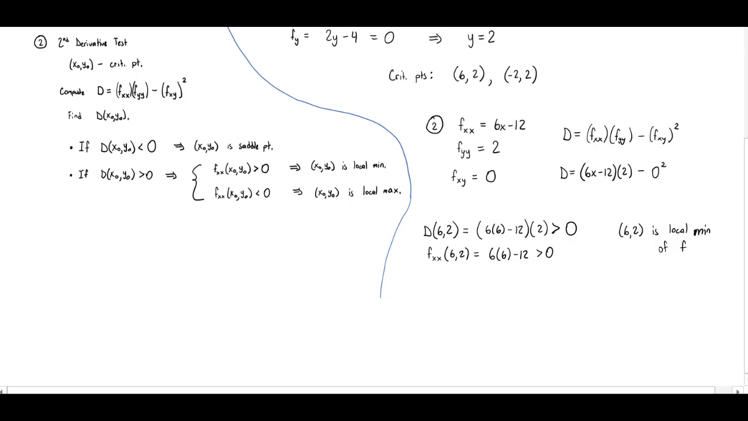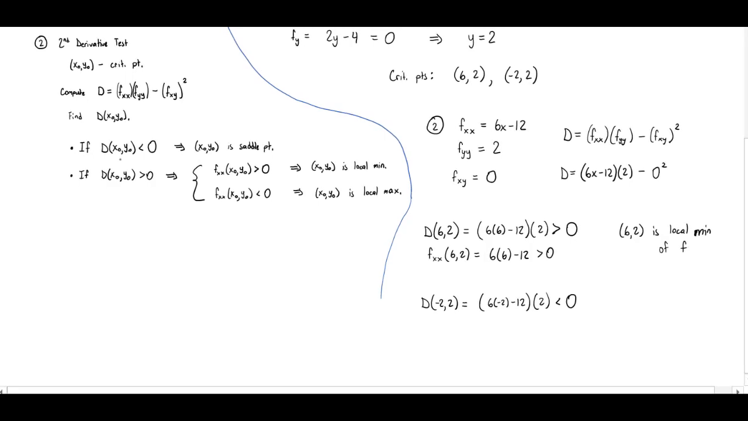And now I need to do the same thing with our other critical point. So let's take the point (-2, 2) and plug it into D. All right, so here's D. So we're going to plug in negative 2 for x. So this time overall, negative 12 minus 12. So it's going to be negative overall.